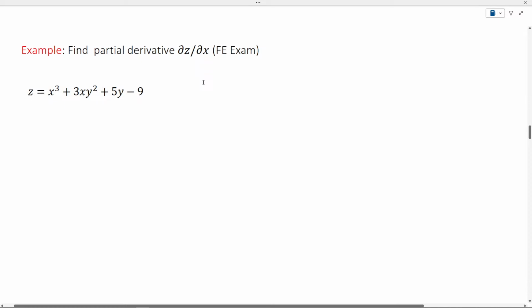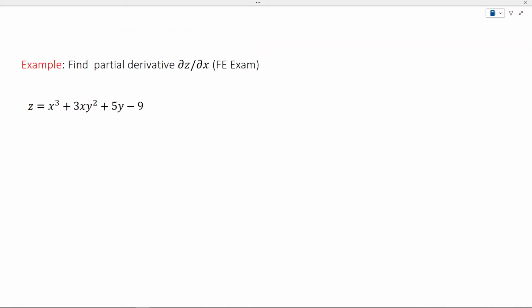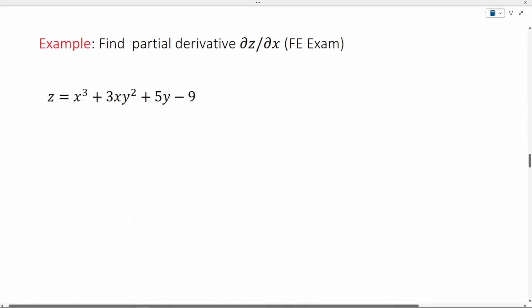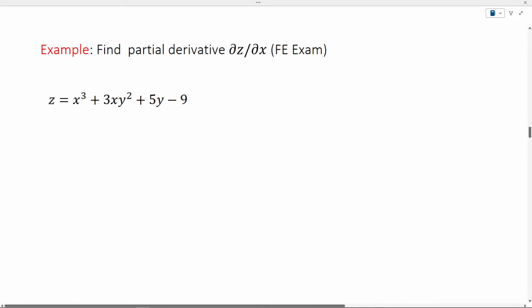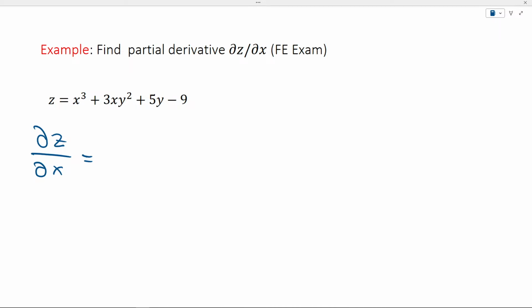So this is an FE exam question. Let's see how we are doing in time. Not bad. Yeah, this is an FE exam question. I'm telling you, find the partial derivative of delta z with respect to delta x. So this is just FE exam stuff. So basically, partial z with respect to partial x. What does this mean? That will be 3x squared.